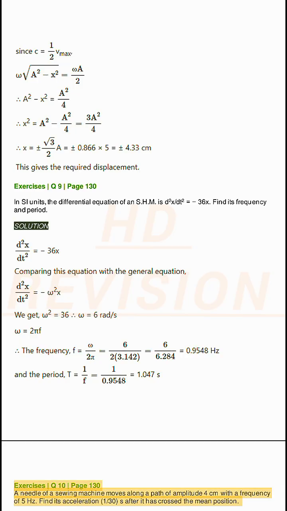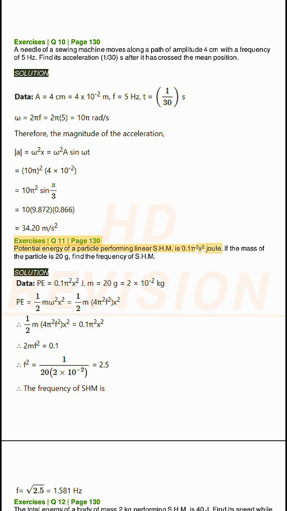Exercises Q10, page 130. A needle of a sewing machine moves along a path of amplitude 4 centimeters with a frequency of 5 Hz. Find its acceleration 1/30 s after it has crossed the mean position. Solution.